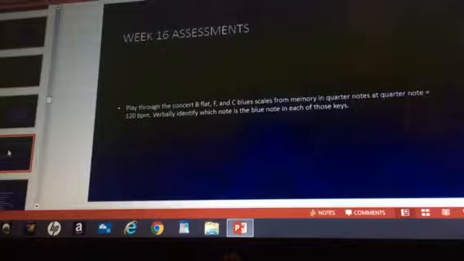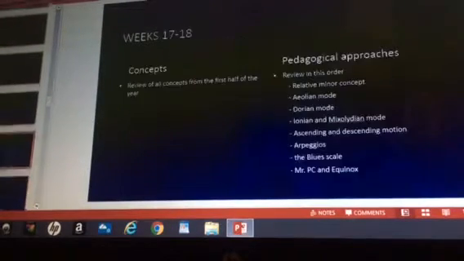And we're going to play through each of these blues scales from memory in quarter notes at quarter note equals 120, and then verbally identify which note the blue note is in each of these keys. So for B flat, that would be E natural. For F, that would be B natural. And for C, that would be G flat or F sharp.